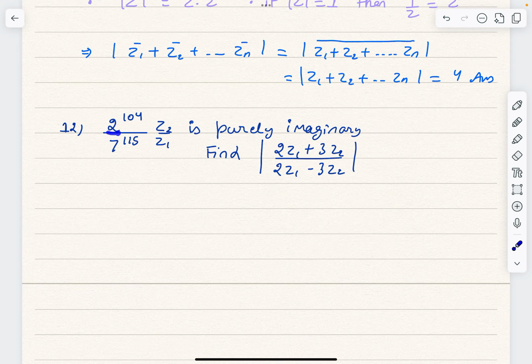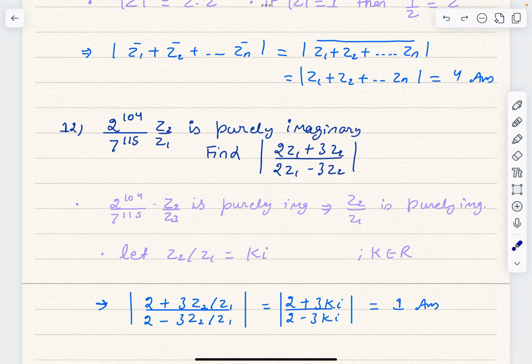2^104 / 7^115 times z2/z1 is purely imaginary. Find the value of |(2z1 + 3z2)/(2z1 - 3z2)|. A similar kind of problem was asked in JEE Main, so give it a try. Let us start the discussion, guys. The final answer is just 1.